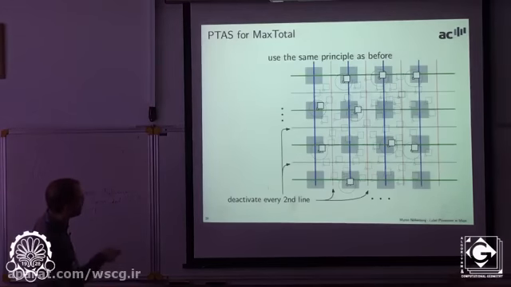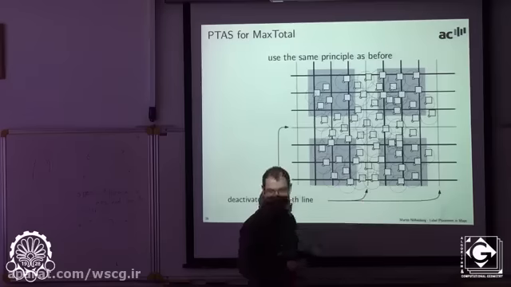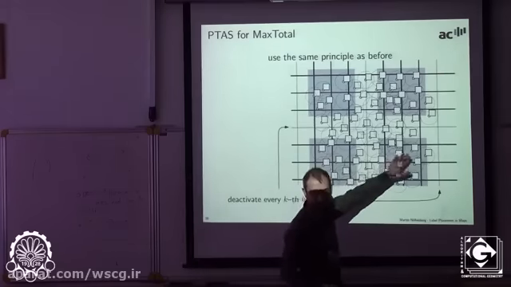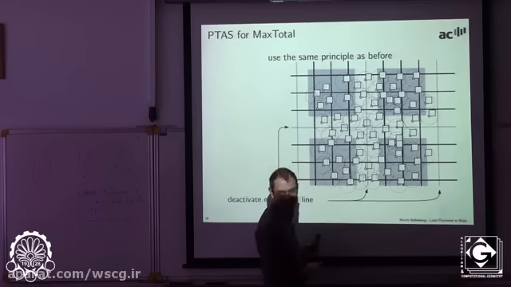Okay, so this is what we've done so far. Every second line is deactivated, but now you can take every kth line, delete it from the set, and then every one of those gray squares is independent from each other, because they are so far away that no label here can have a conflict here.